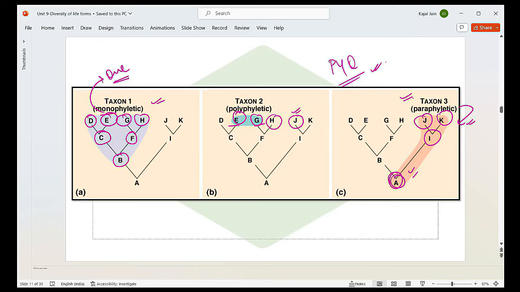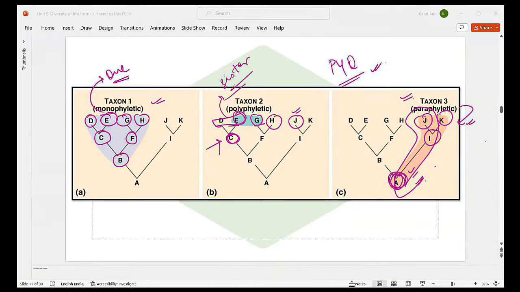Okay, remember this. But D and E will not be considered polyphyletic because they have an immediate common ancestor. They will be considered a sister group. So don't get confused with that. Paraphyletic is when I have the last common ancestor and only some of the entire branch, that is what a paraphyletic group is.